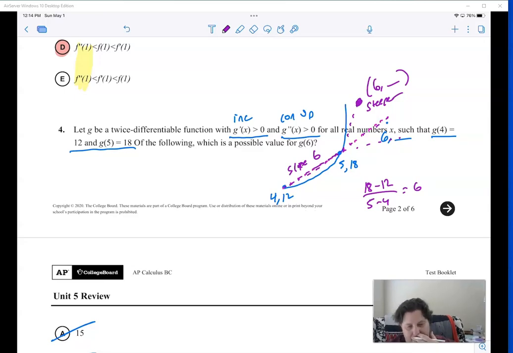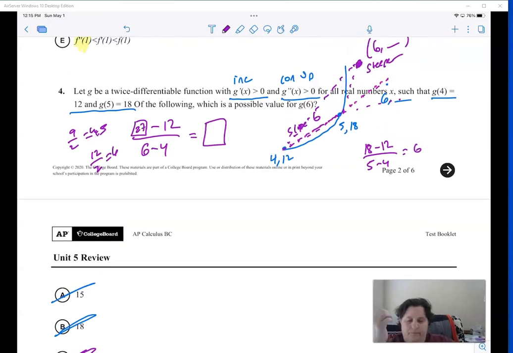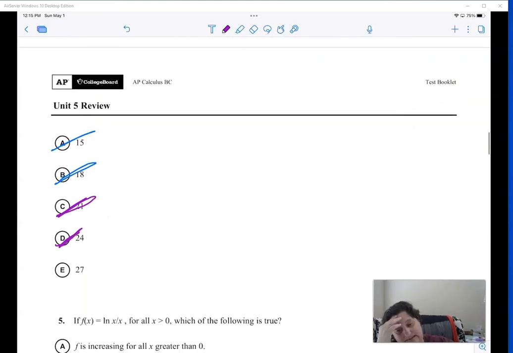Maybe I'll go from 4, 12. So something minus 12 over 6 minus 4, and it has to give me a number that is bigger than 6, because the slope down there was 6, okay? If I put 21, that would give me 9 over 2, which is 4.5. That's no good. If I put 24, it would give me 12 over 2, which is exactly equal to 6. That's no good. But if I used 27, that gives me 15 over 2, which is 7.5, which makes it go concave up because it has a steeper slope. There we go. All right.